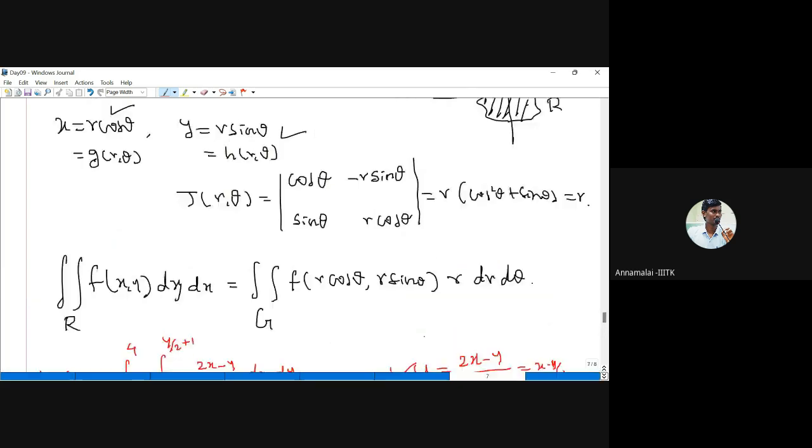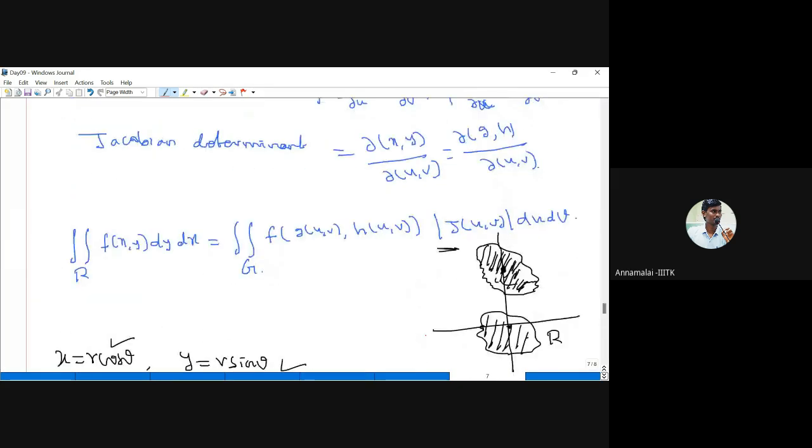So this formula is very useful if we change the transformation. For that, you need a Jacobian.